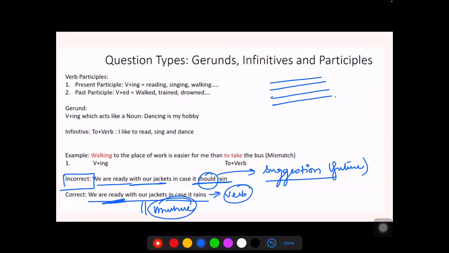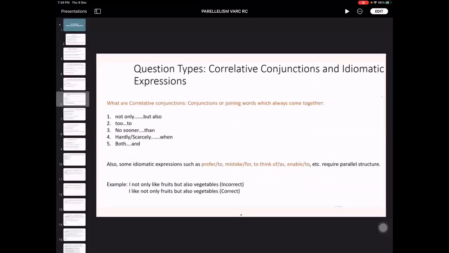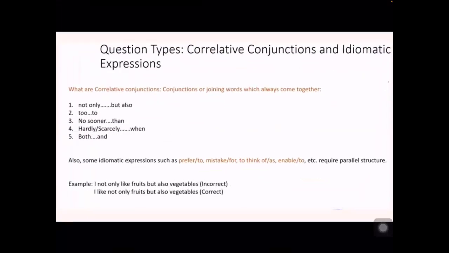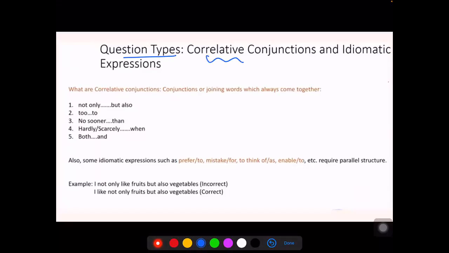Let's come to the remaining part. Okay. Correlative conjunctions, right? This is the part we are now talking about, correlative conjunctions. Now here, the question type will come related to correlative conjunctions and idiomatic expressions. So how you need to write your answers, okay? What are correlative conjunctions?